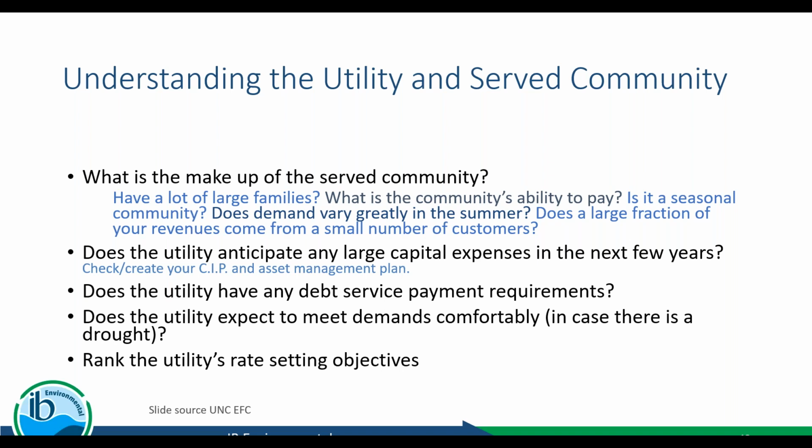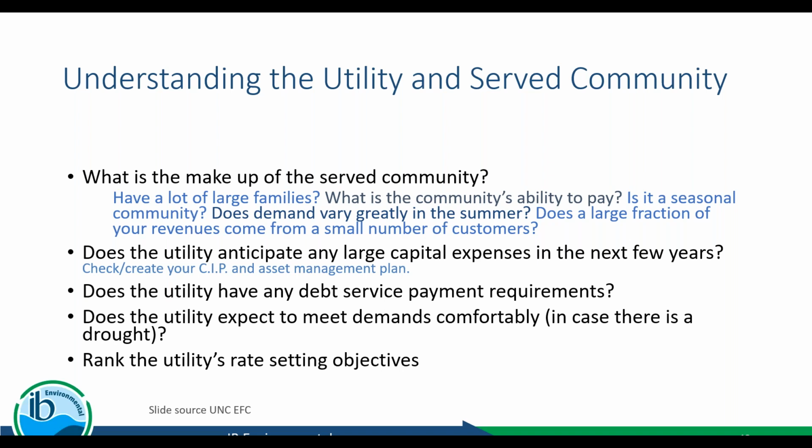So when you think about your objectives, you want to look at what makes up the particular community that's being served. So in order to set objectives and prioritize them, we need to first understand the community that's being served. So are there a lot of large families? Is there seasonal demand? So for example, do a lot more people come to this community in the winter because it's a ski community? Do a lot more people come in the summer because it's a beach community? You have to understand all of those things about the given community when you're looking at setting objectives.